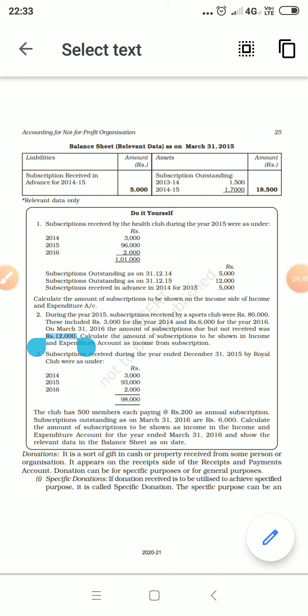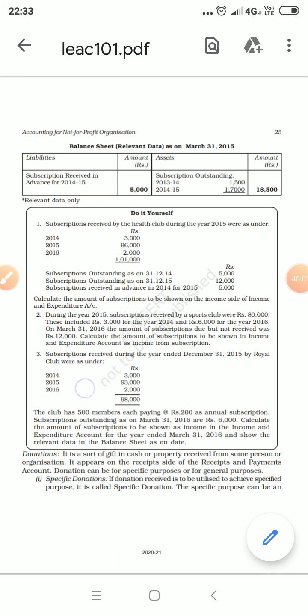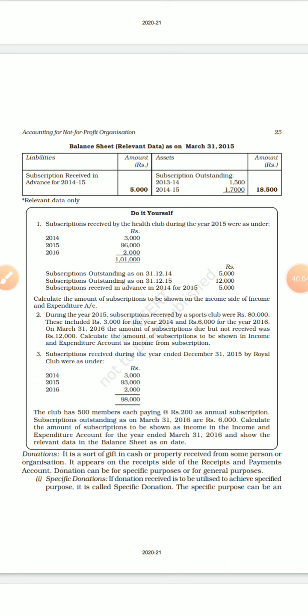So 80,000, add current year's outstanding 12,000, minus previous year's outstanding 3,000, minus next year's, that is current year's advance 6,000. That is your answer. Coming to question number 3.